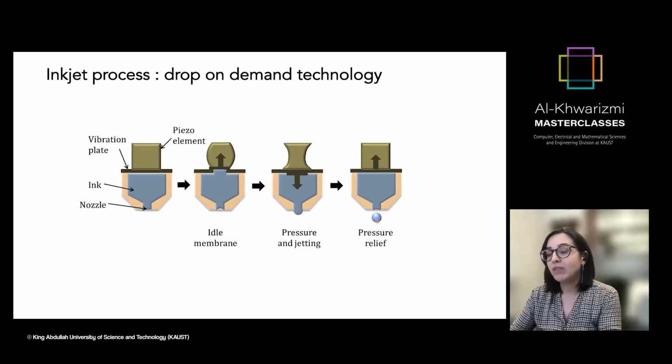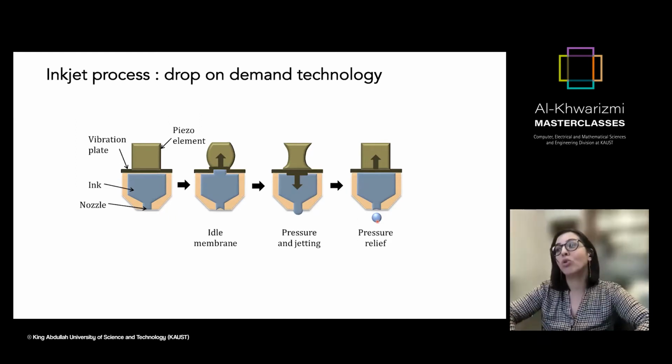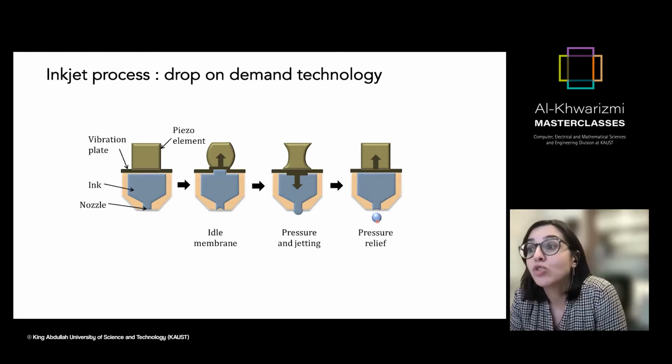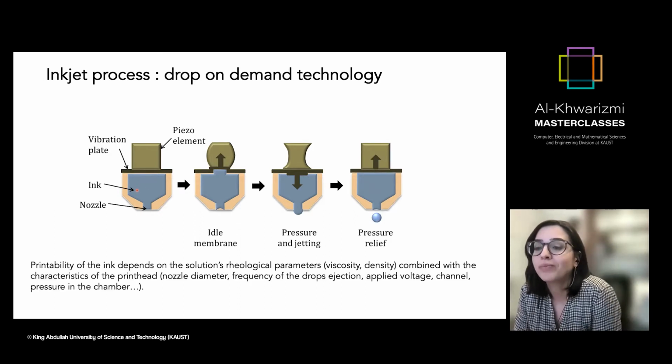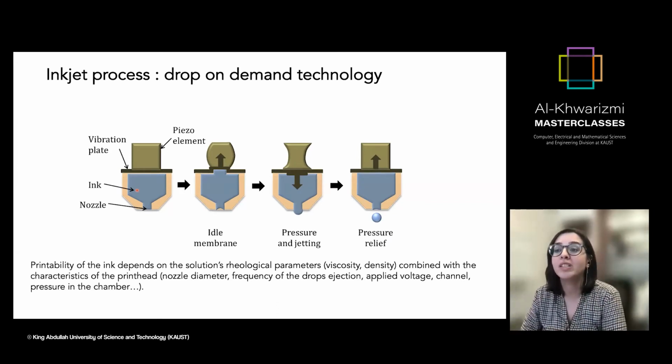And this pressure relief is obviously generating this drop, and that drop goes to the substrate, and there you go, you have a printed surface with the material that you're working with, and that is the ink. Obviously, there are lots of things that affect the printability of material, so you cannot print everything. That ink needs to be optimized such that it has optimal rheological parameters.